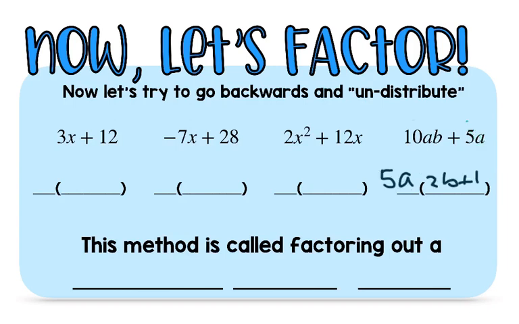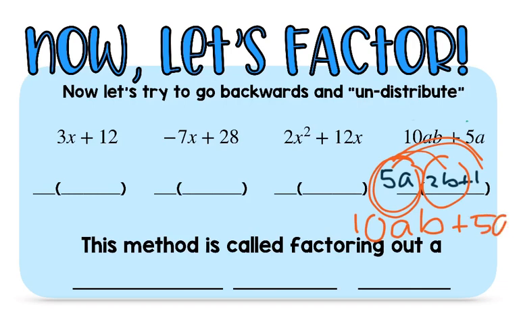And lastly, remember, if we want to check it, just distribute it back out and double check that it matches the original. So 5A times 2B would be 10AB, and 5A times 1 is 5A. Does that match the original up here? Yes, so I know I had the right answer.